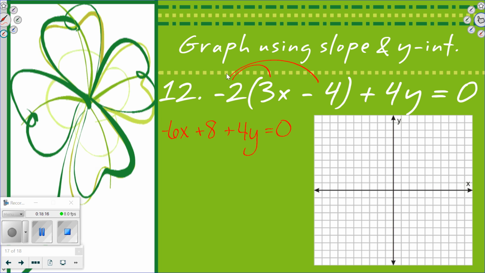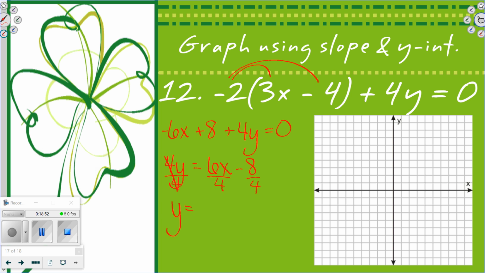What's my goal? What am I trying to do? Good. I want y by itself, right? Y equals mx plus b. So I'm going to have 4y equals, when I move the negative 6x, I'm going to move the negative 6x and it becomes positive. Take the positive 8 and move it. Becomes negative 8. Typically, I will always move things to keep my y positive. That way I don't have to worry about dividing by negative. All right, and then we can divide everything by 4.